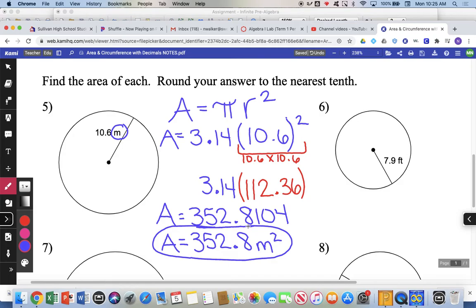You're going to take pi times your radius squared. And whenever we're done, Ariana, I will upload the notes so that you can copy the one you missed. Yep, you can't round until the very, very end.